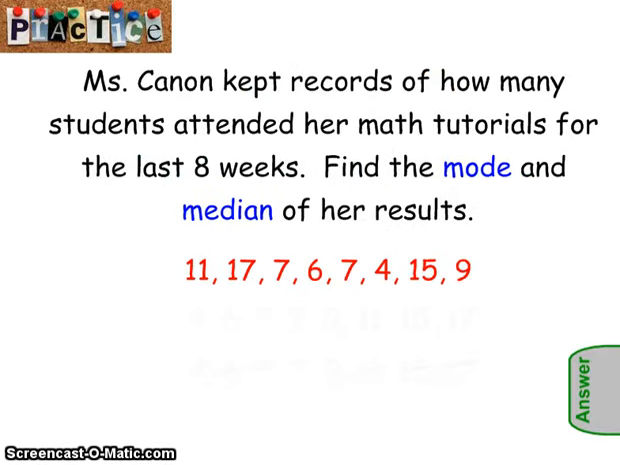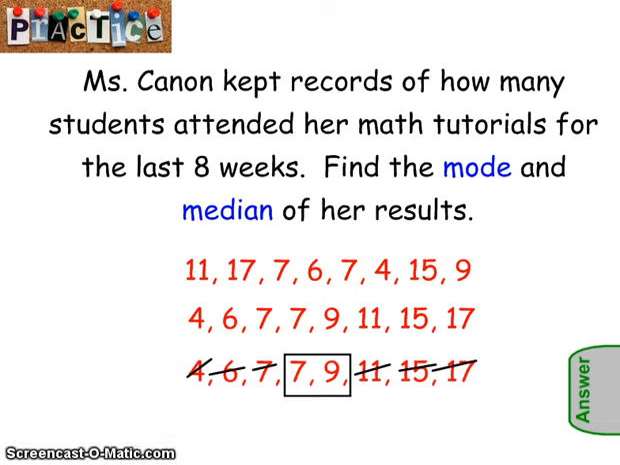Mr. Cannon kept records of how many students attended her math tutorials for the last 8 weeks. We want to find the mode and the median. First, we put our numbers in order from least to greatest. The mode is the number or numbers that show up most often. I can see that 7 shows up twice.